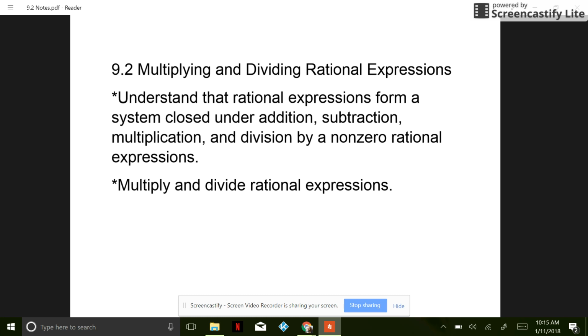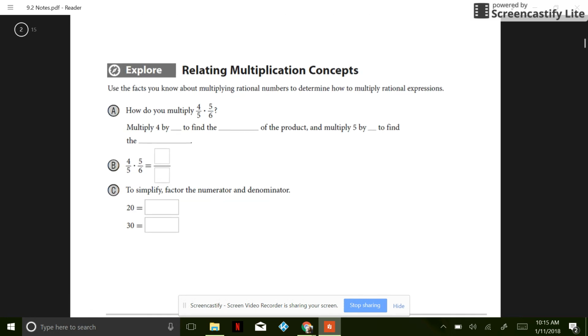So we're looking at section 9.2, multiplying and dividing rational expressions. We want to understand the rational expressions as a system that's closed under addition, subtraction, multiplication, and division by a non-zero rational expression. And we want to be able to multiply and divide these rational expressions.